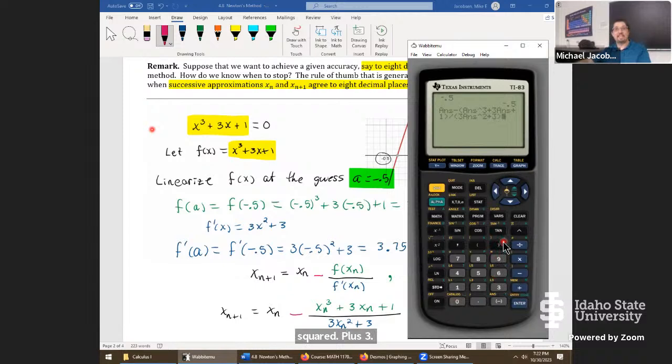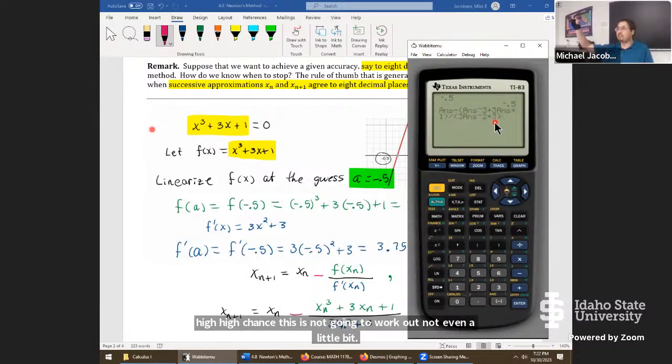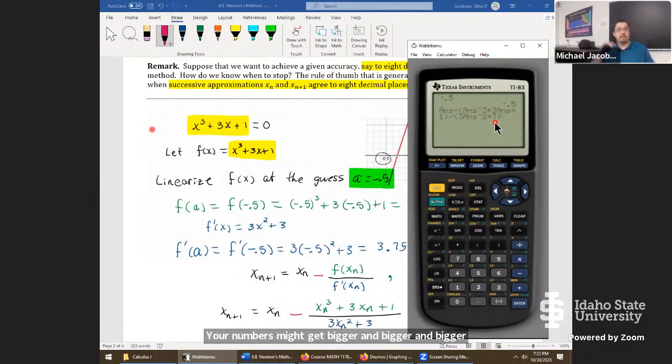And if I make any mistake here, if I flip a sign like this one here, like we just barely caught, or even if it's small, if I put in plus 2, there's a high chance this is not going to work out, not even a little bit. Your numbers might get bigger and bigger and bigger until your calculator just says out of domain, or they could start oscillating, positive, negative, forever. That's when you know it's not working. There's some instability. This should actually work pretty fast for us.